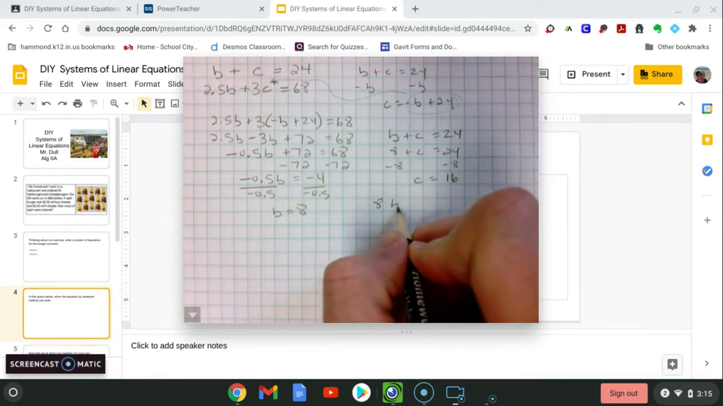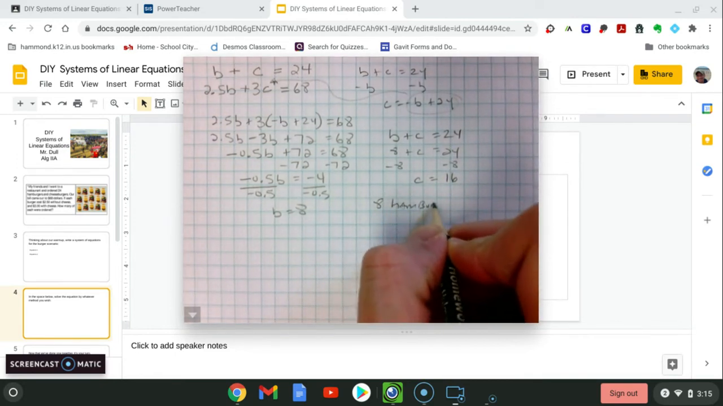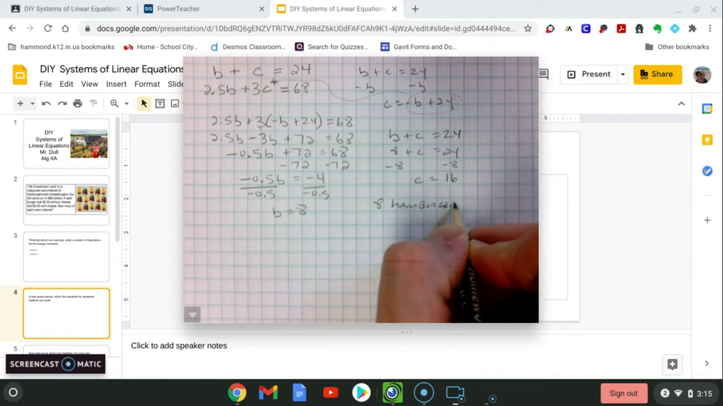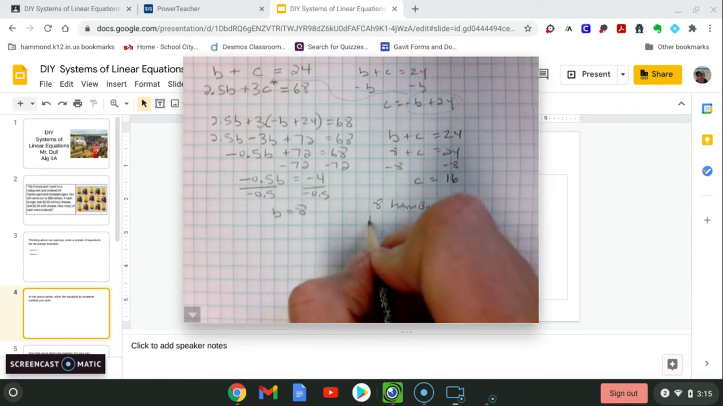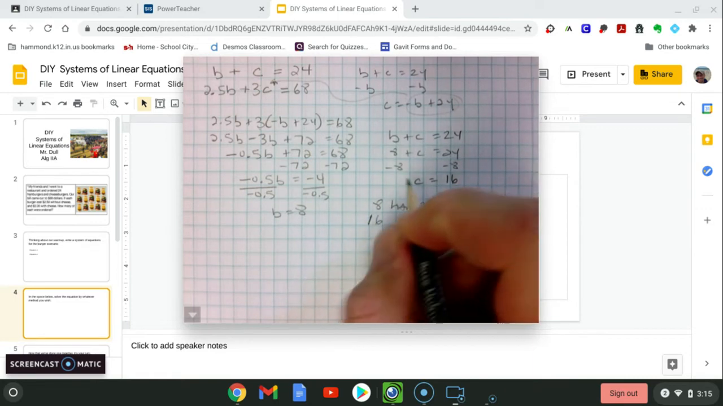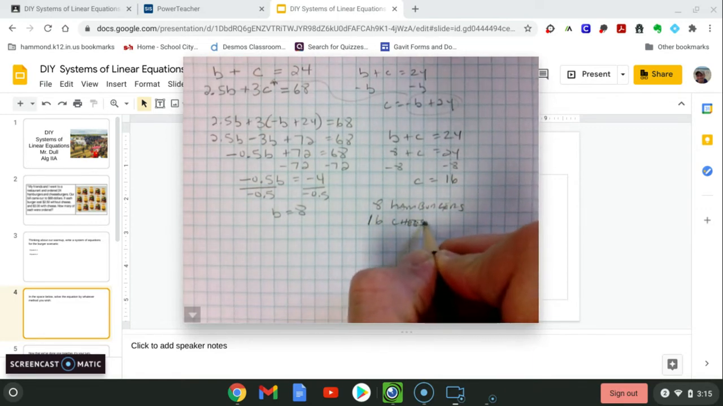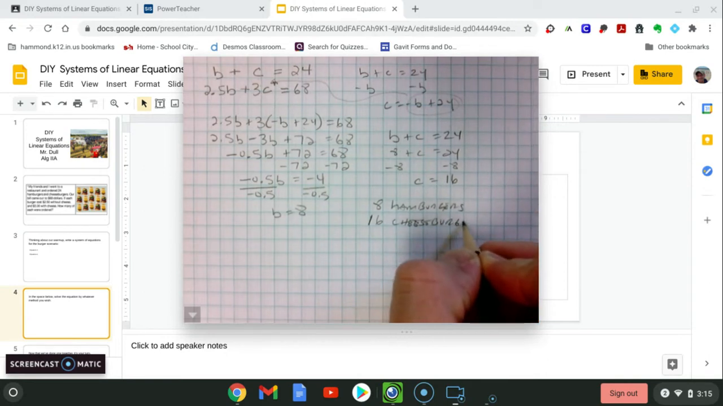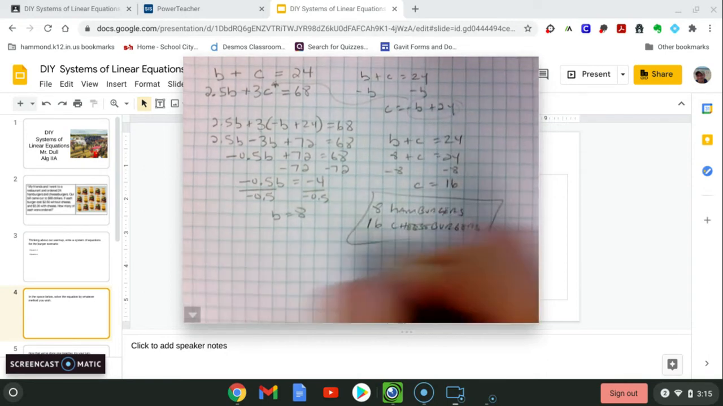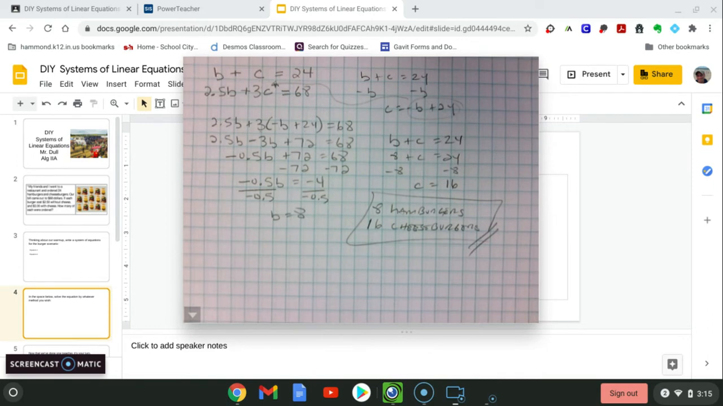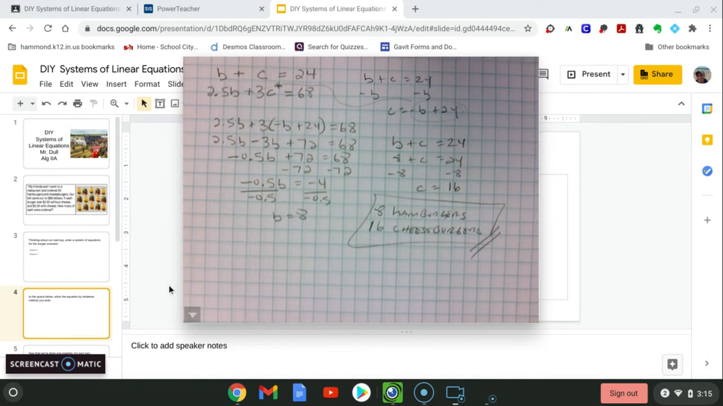So I have 8 hamburgers. So remember, when you're solving word problems, you don't want to just leave the variables. You want to answer the question that was asked. So how many hamburgers and cheeseburgers? 8 hamburgers, 16 cheeseburgers. All right. So that's how that one is going to look.